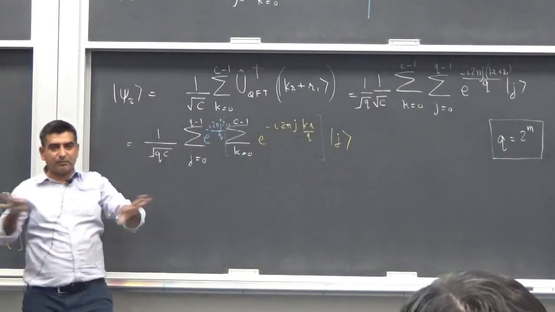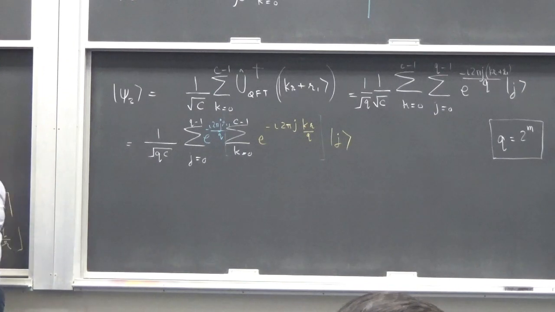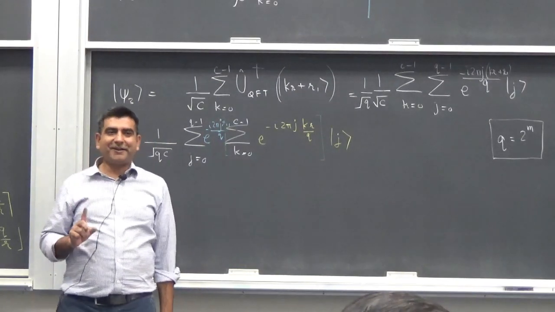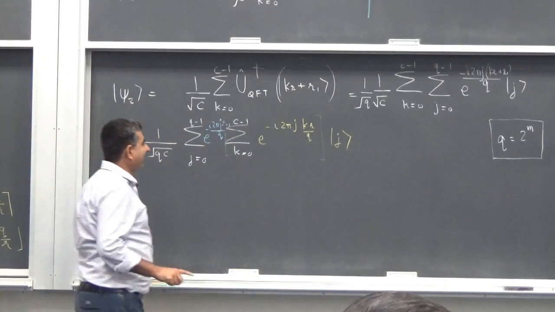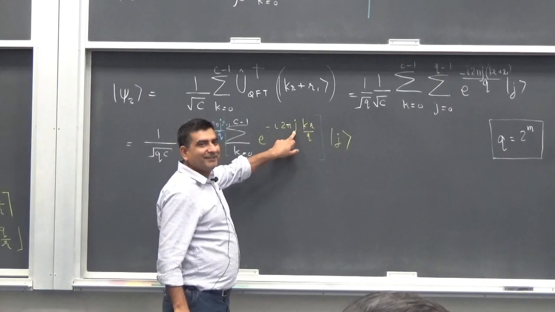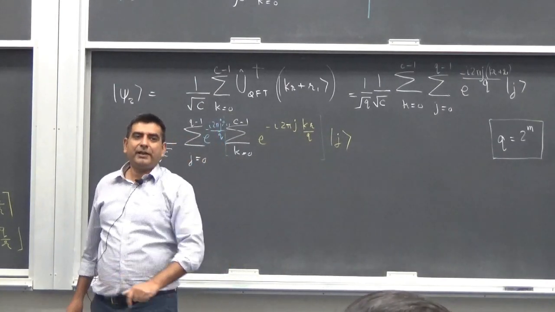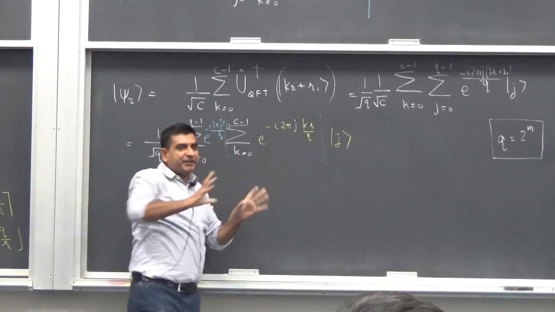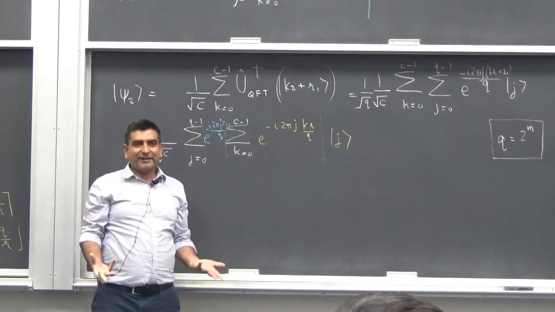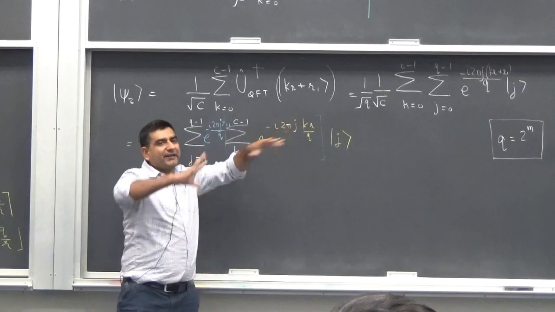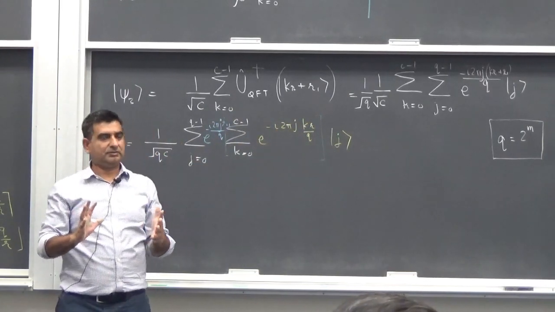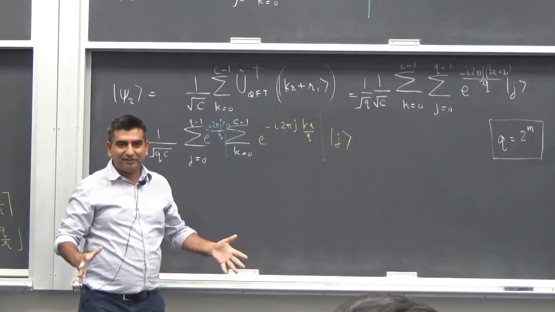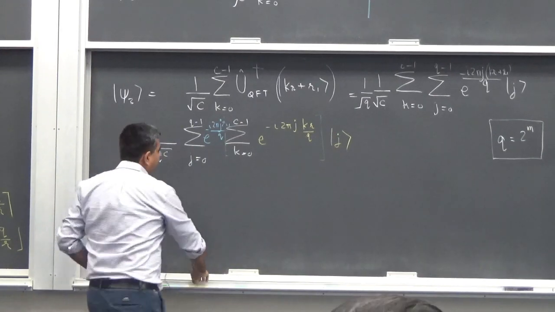This summation is a sum of exponents. It's a geometric series, provided that j is not a multiple of q over r. If j is a multiple of q over r, then j r over q is going to be an integer, and k is already an integer. So e^(i 2 pi times an integer) will always give me 1, and I have C terms of this kind, so the sum is going to be C.